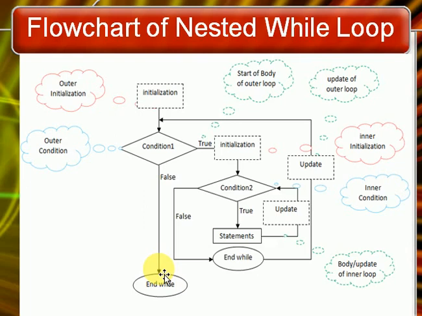All parts of inner and outer loops are highlighted. It's the initialization of the outer loop, condition of the outer loop, then its update part and its body of the outer loop. Then it's the initialization of the inner loop, its test condition, then its body of the inner loop, and its update part of the inner while loop.